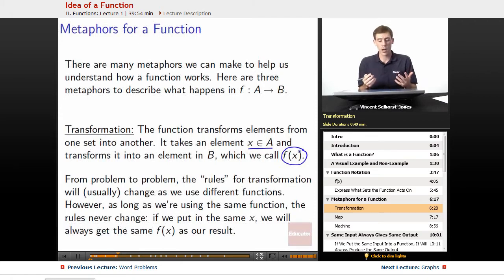Now, from problem to problem, the rules for transformation will usually change as we use different functions. One function is generally going to have a different set of rules for how it works than another function. But if we're in the same problem using the same function, the rules never change. If we put in the same x, we will always get the same f of x as our result. The rules for the transformation are always the same. So if the same thing goes in, the same thing always comes out.